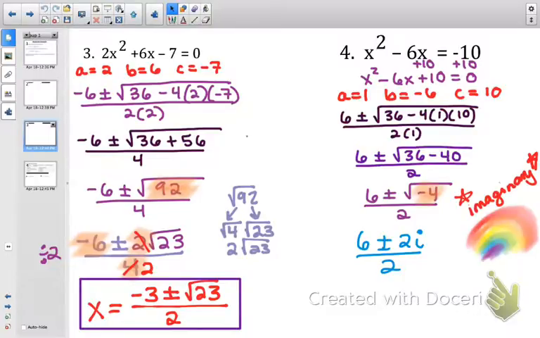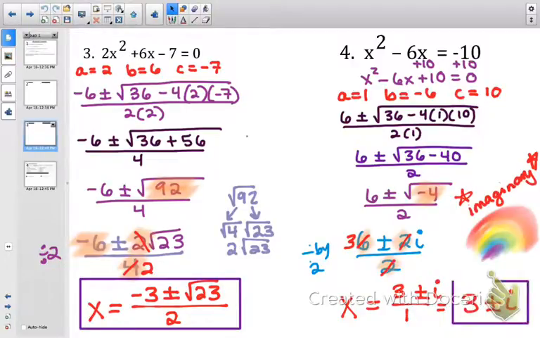Now we're going to do the same thing we did on the left. If those three numbers can all be divisible by the same thing, we're going to go ahead and do that. 6, 2, and 2 are all divisible by 2, so we're going to divide them all by 2. 6 divided by 2 is 3, 2 divided by 2 is 1, 2 divided by 2 is 1, so that's actually just 3 plus or minus i.